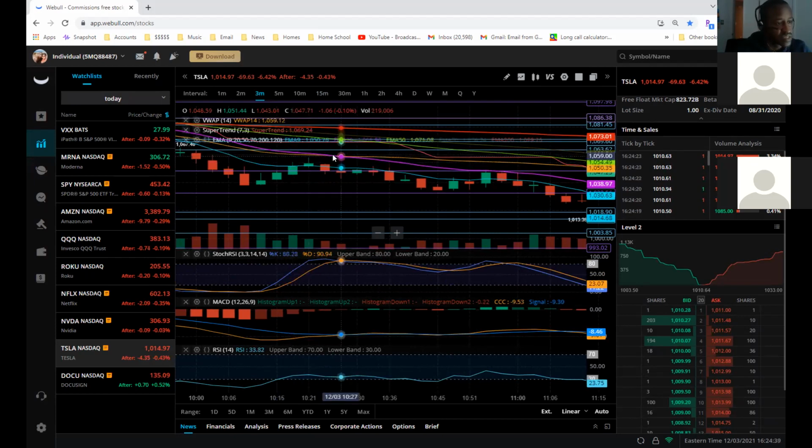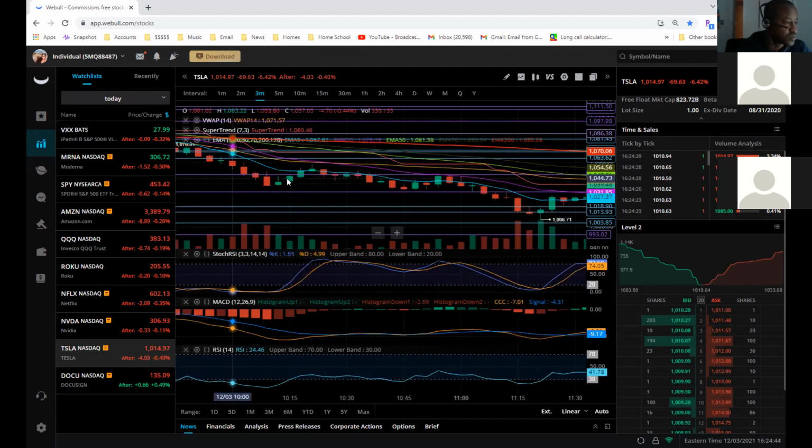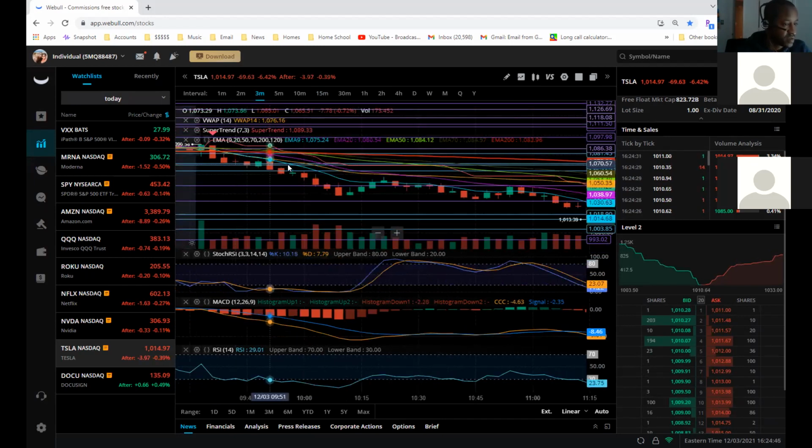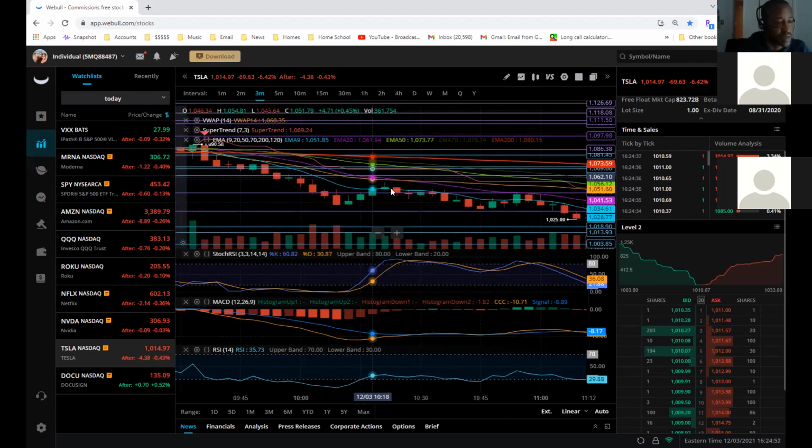So in this case, we see the EMA20 now crossing VWAP. The 9 already crossed way back here. That was a nice move. Now we see, okay, Tesla's trying to recover. VWAP is right here, as VWAP and a cross at the same time.